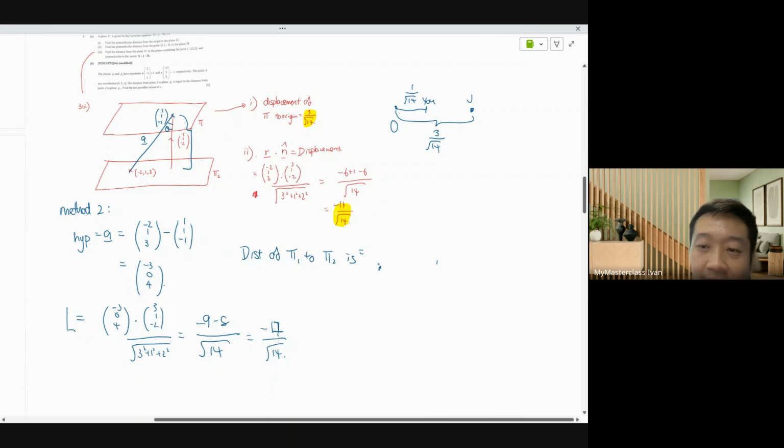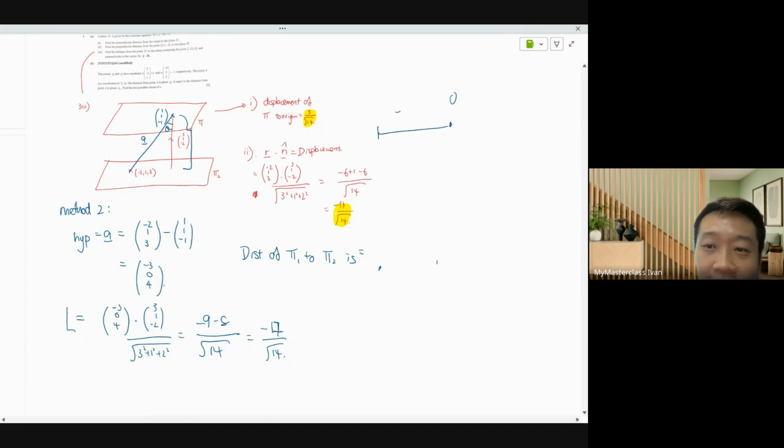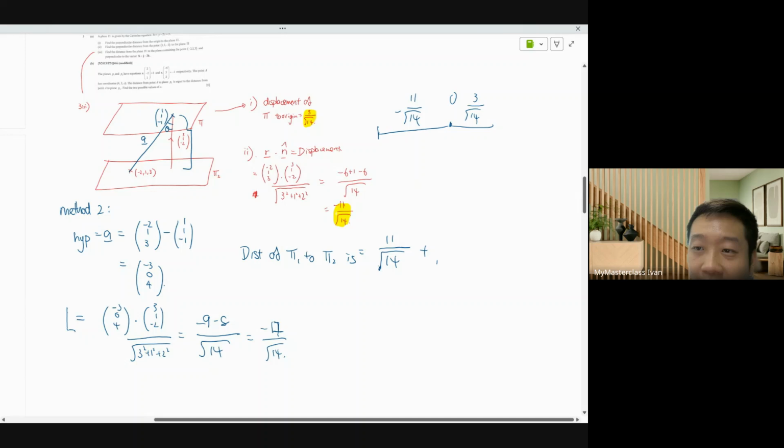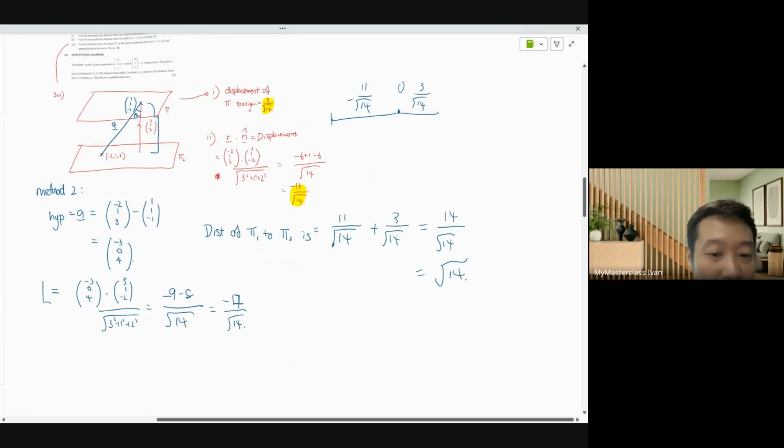Because if you are negative, it means you're behind the O. You see? So the O is here, right? You have -11 over square root 14. You have 3 over square root 14. So this total distance is 11 over square root 14 plus 3 over square root 14, which is 14 over square root 14. Rationalize, you get square root 14. Okay? So what went wrong over here?